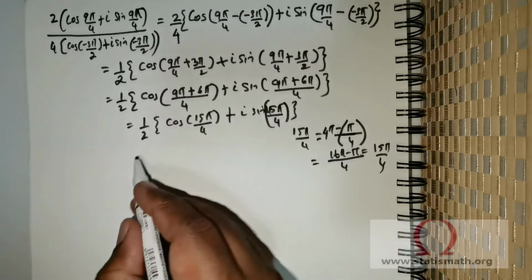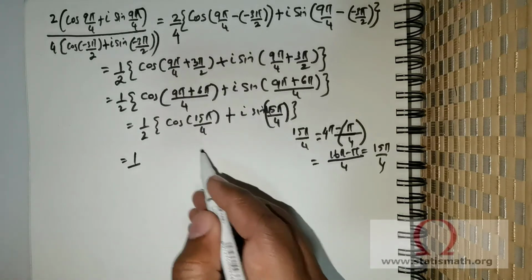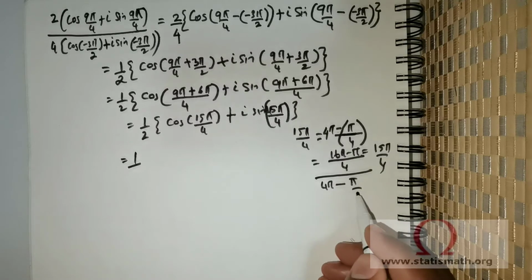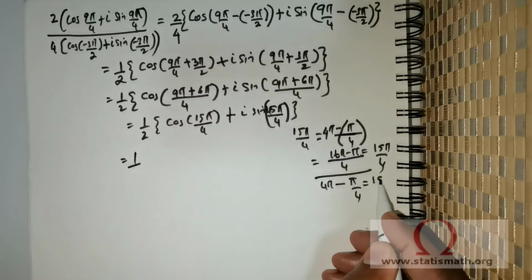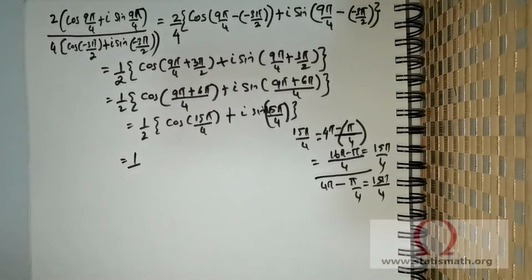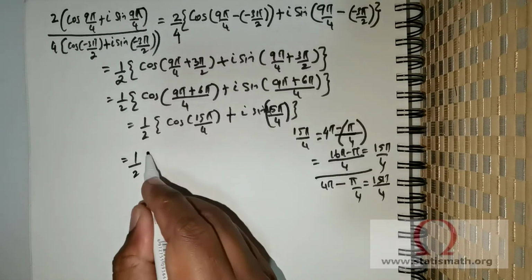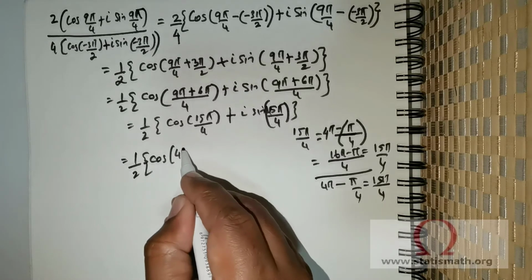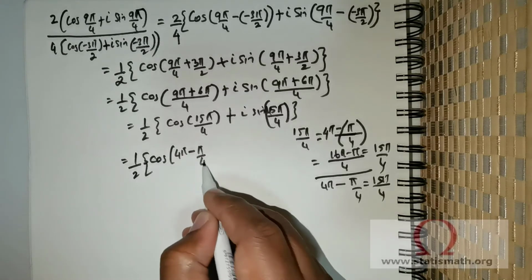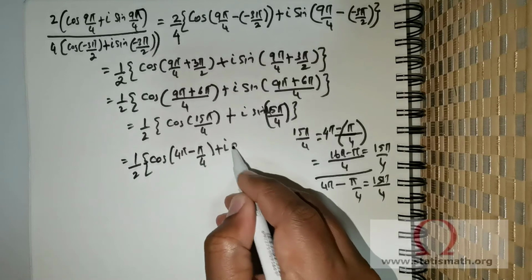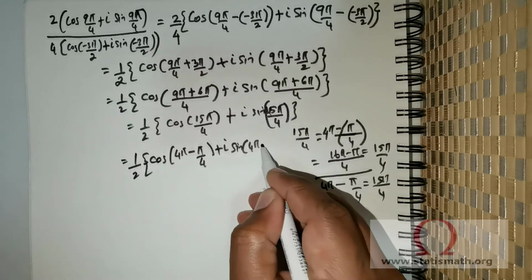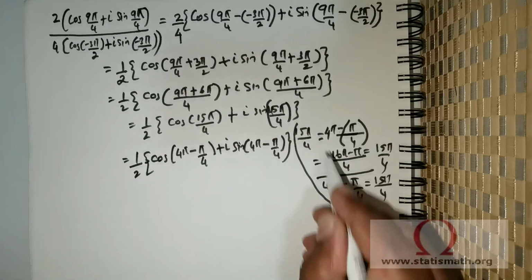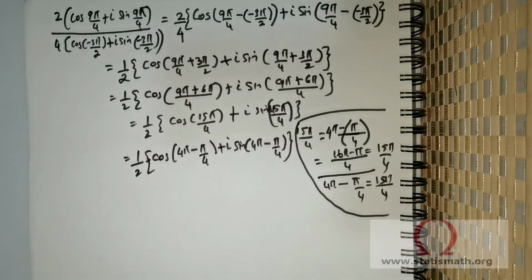Okay, so now if I were to do that, rewriting 15 pi over 4 as 4 pi minus pi over 4, let me write it down for clarity's sake. So we would now be having cos of 4 pi minus pi over 4 positive I times sine of 4 pi minus pi over 4. So this is what we would be getting. So let me border that off.